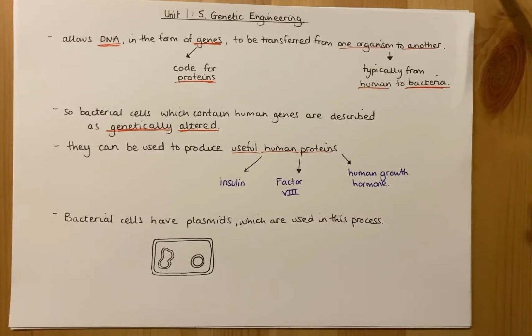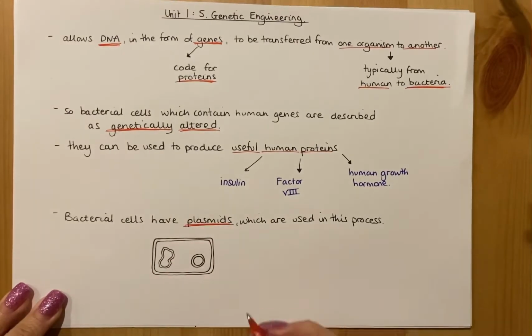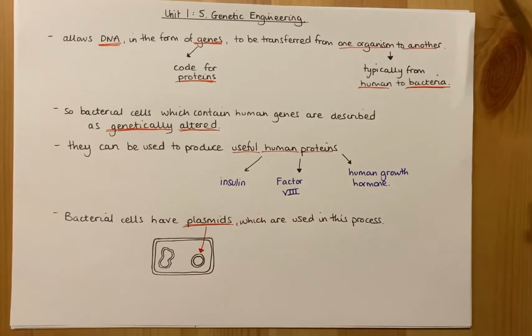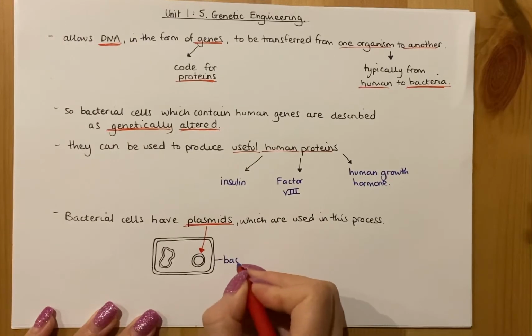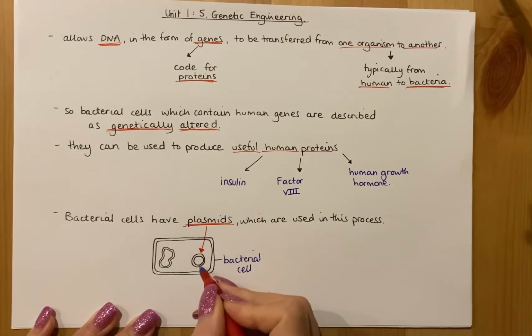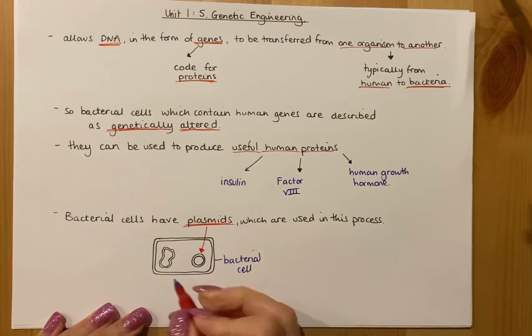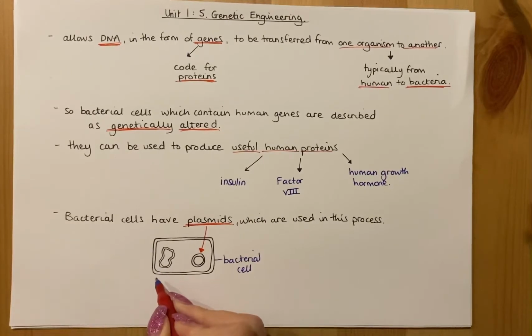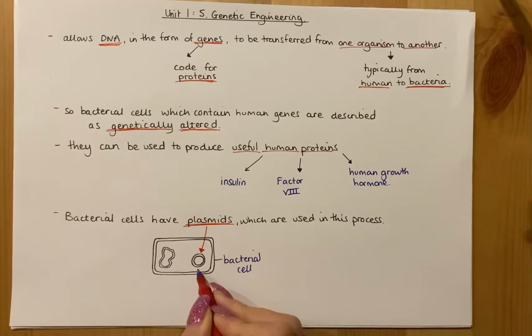Now, to get bacterial cells to produce our useful human proteins, what they have in them is called a plasmid, which is this structure here. You remember from way back in the very first part of Unit 1, we talked about plasmids being small circular pieces of bacterial DNA. So this is a bacterial cell, and this little circular piece of DNA here is a plasmid. This one here is a chromosome. You won't need to worry about that. Notice it's a bacterial cell, it has a cell wall and it has a circular piece of DNA called a plasmid in it.